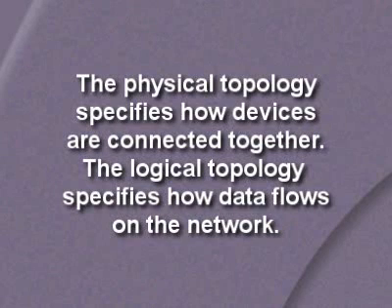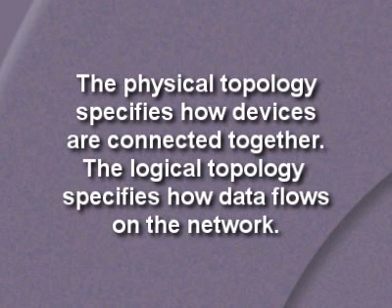So, there are 2 different types of topology categories. There's the physical and the logical topology. The physical topology describes the physical way the network's wired. Logical topology describes the way the network actually operates.